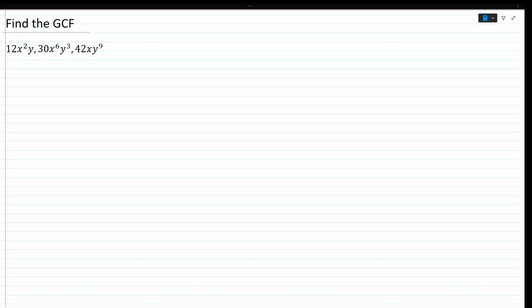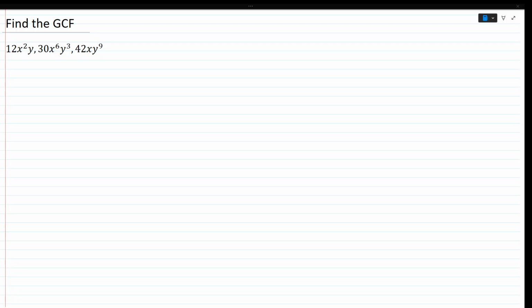In this problem, you're to find the greatest common factor of given terms. So let's say you're given the terms 12x squared y, 30x to the 6th y to the 3rd, 42x y to the 9th. When you're finding the greatest common factor of these terms, you first find the greatest common factor of their coefficients.